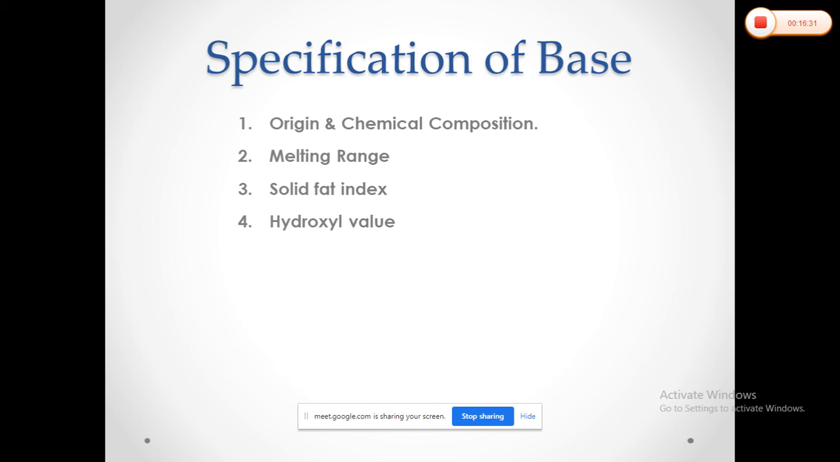Particularly, this hydroxyl value is a measure of unesterified positions of glyceride molecules, and it reveals whether that particular glyceride is a monoglyceride, a diglyceride or a triglyceride. So it is the number of milligrams of KOH, potassium hydroxide, required to neutralize the acetic acid used to acetylate 1 gram of fat. That is called your hydroxyl value. So there is a specification there that we will see later on.